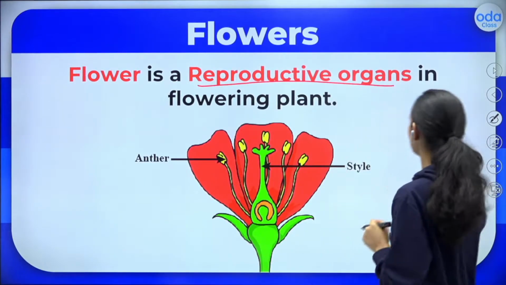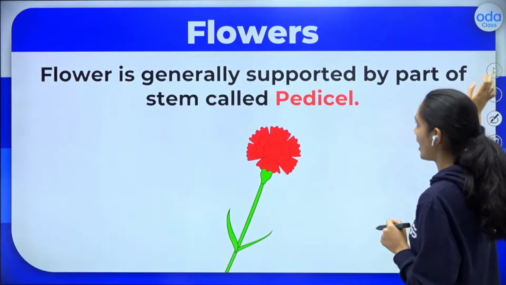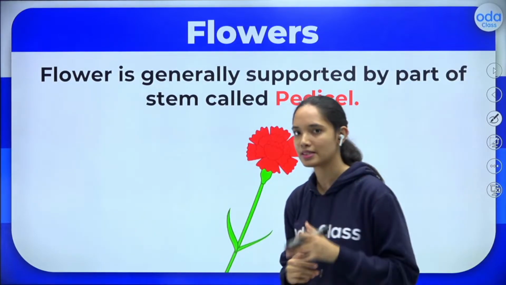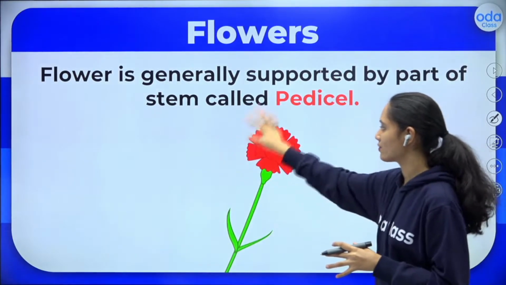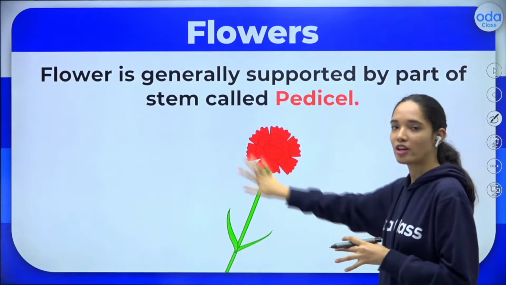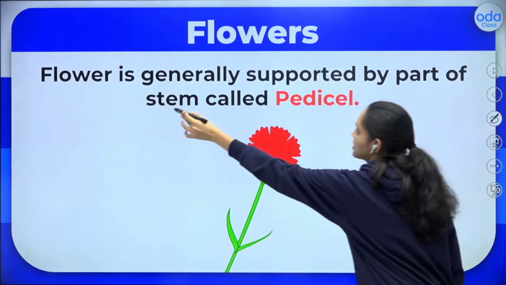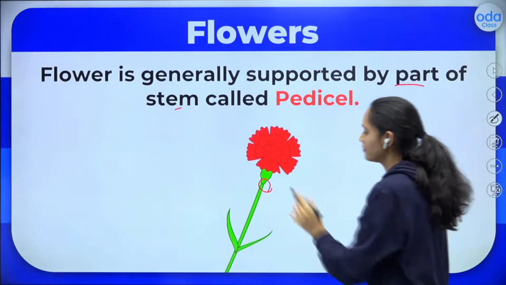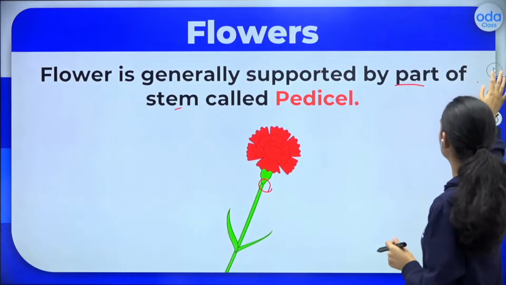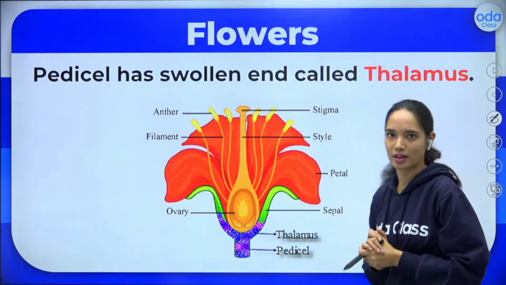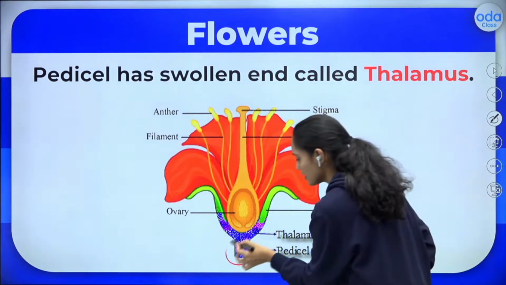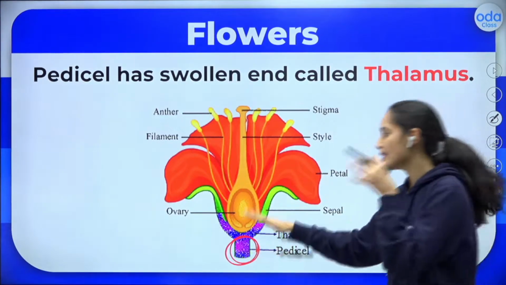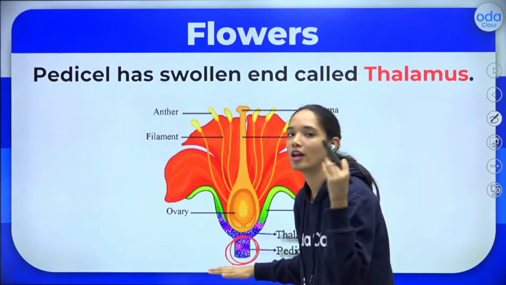Okay? So now this flower has different parts which we're going to discuss in coming slides. So basically, you can see this flower, and this flower is generally supported by a part of the stem that is called the pedicel. So let me show you another image properly. See, my dear students, this portion is the pedicel. So it's a part of a stem. This pedicel is supporting a flower.